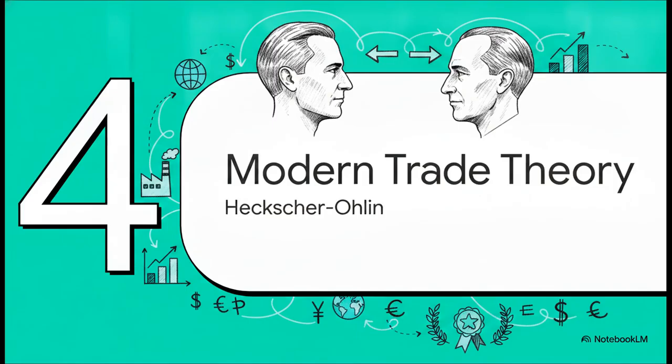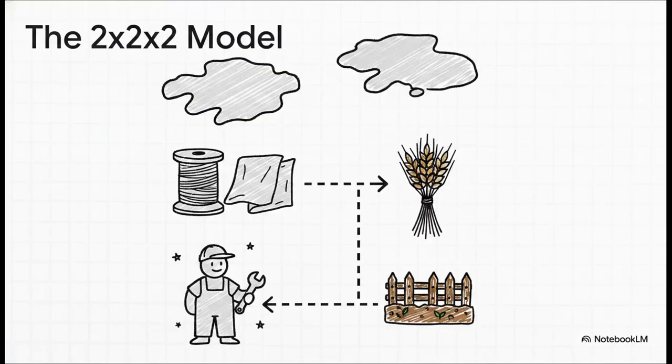Part 4. The Modern Trade Theory. To solve these remaining mysteries, Swedish economists Eli Heckscher and Bertil Ohlin developed the modern theory of trade in the 20th century. They actually later won a Nobel Prize for this work. Let's break down the elegant simplicity of their framework, which is often called the 2x2x2 model.